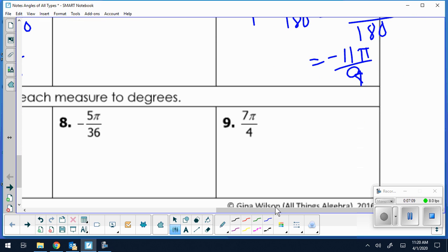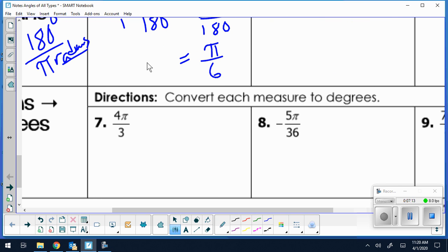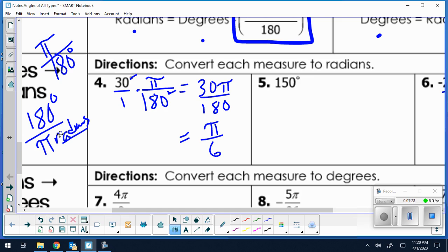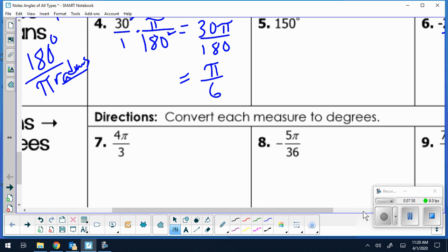Let's look at some converting from radians to degrees. So again, I know this is in radians for 2 reasons. Number 1, it doesn't have a degree symbol. Number 2, it has a pi. So this time I want the pi to cancel. So I'm going to put the pi in the denominator.